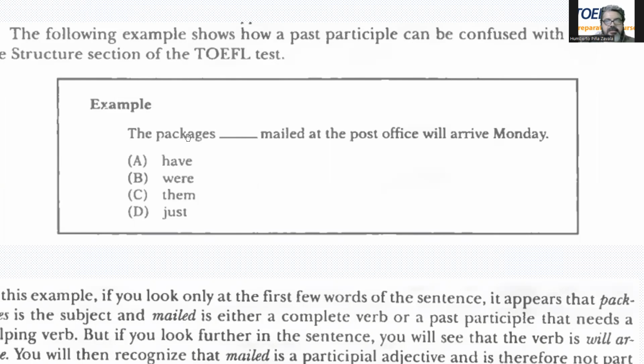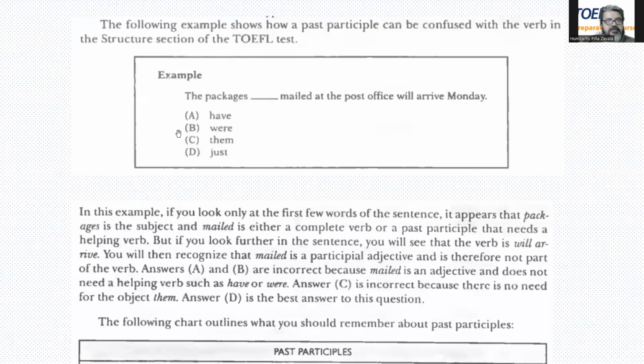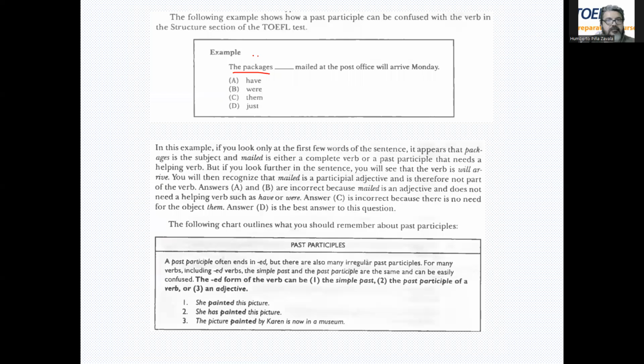Now here we got the packages will arrive Monday. Subject, packages; will arrive, that's the verb. So mail here cannot work as a verb because we already have a verb. So we have to eliminate the answers with an auxiliary like have and were. And we have C and D. So in this case, it will be: the packages just mailed at the post office will arrive Monday.